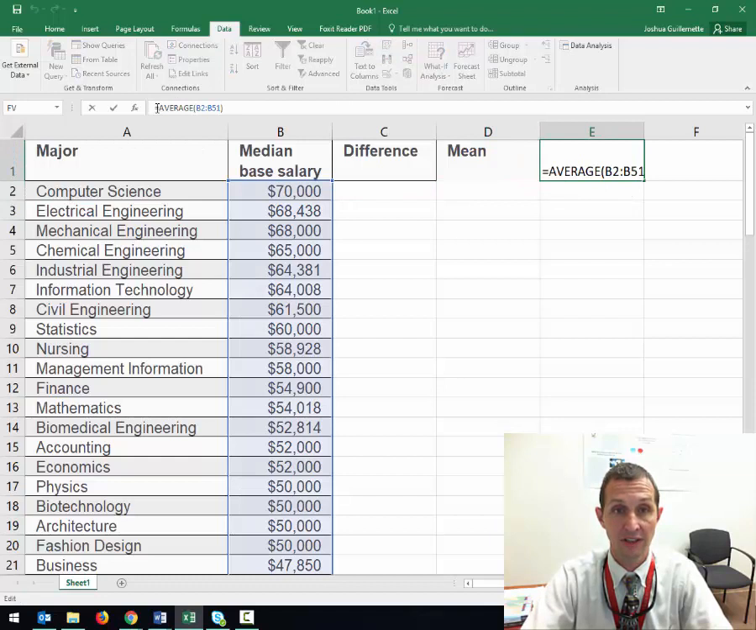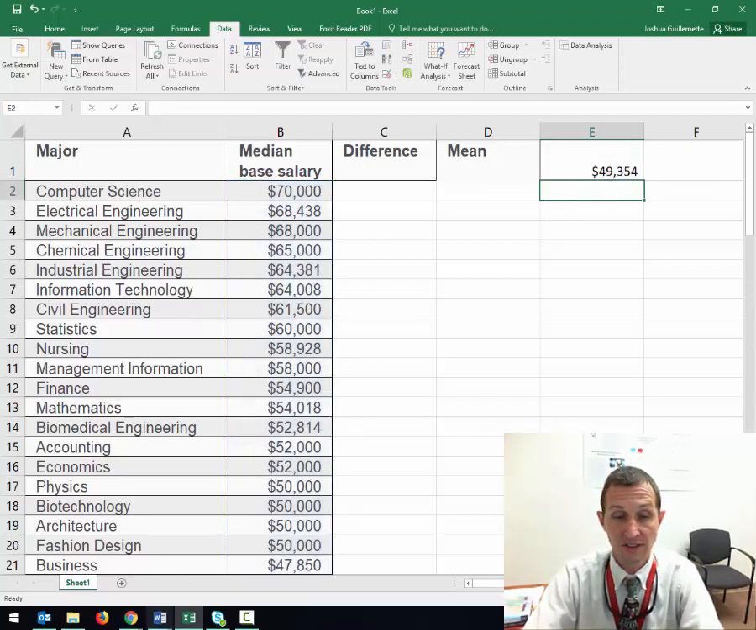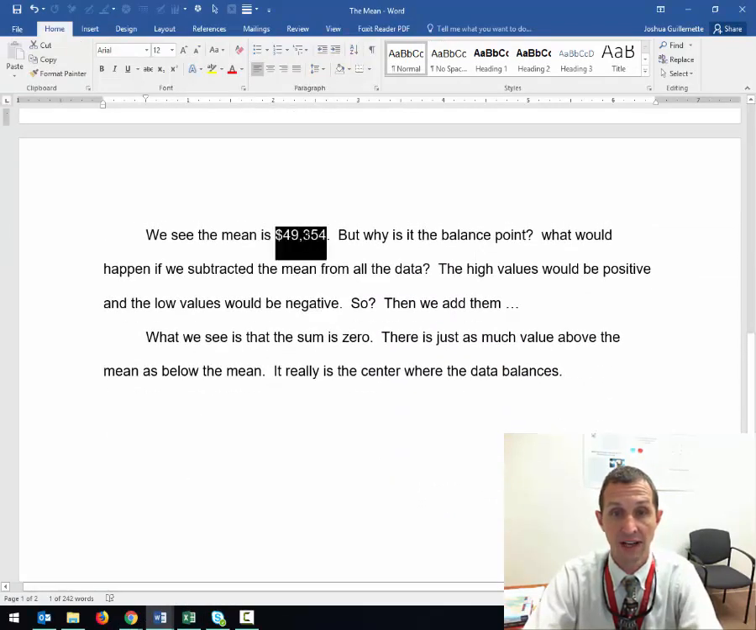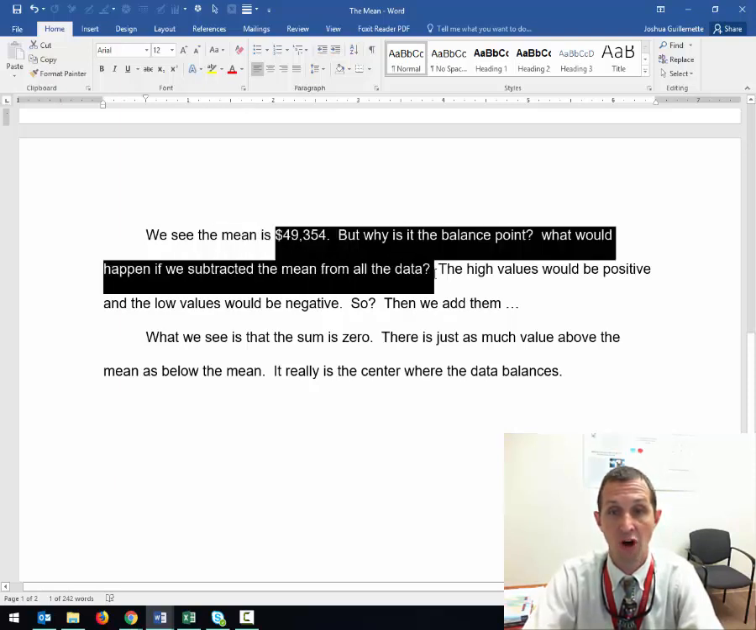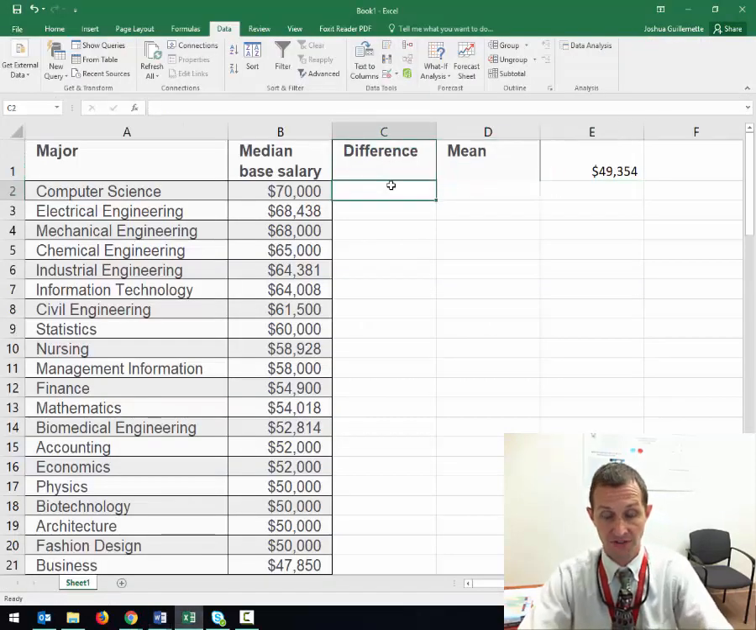Anytime you need to calculate something, you have to have the equal sign there, and then you can use any of the functions. All right, and so you can see that the average now is the $49,354. But why is that the balancing point? Well, what would happen if we subtracted the mean from all the data? And basically what we got was the difference of all of the data.